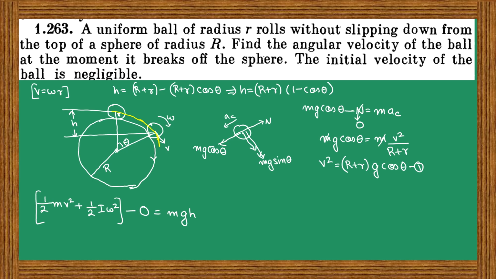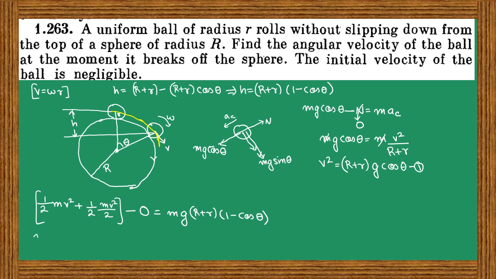So in the equation, mgh, the value of h is (R plus r) into (1 minus cos theta). Let me simplify the I omega squared term also. What is the moment of inertia for a cylinder? m r squared by 2, where small r is the radius of the cylinder. What is the value of omega? Omega is v by r. So v squared by r squared, r squared and r squared cancel, and this becomes m v squared by 2. So half I omega squared for a cylinder is m v squared by 4. Now substitute this one, m v squared by 2.